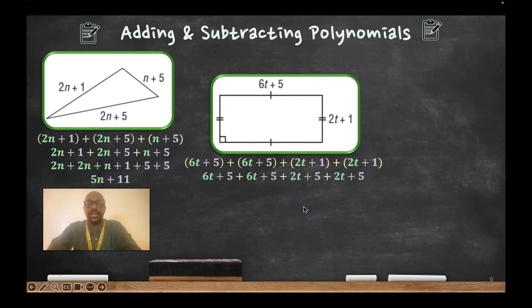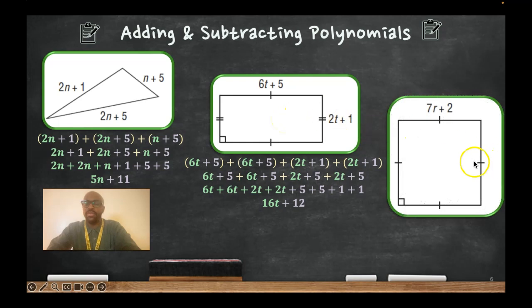So then now, as you can see here, we're going to group our like terms. So I have 6t plus 6t plus 2t plus 2t, which gives us, what is it, 12 plus 2 is 14, plus 2 is 16t. And our constants is 5 plus 5 plus 1 plus 1, which gives us 12. So 16t plus 12 is the perimeter of this figure.